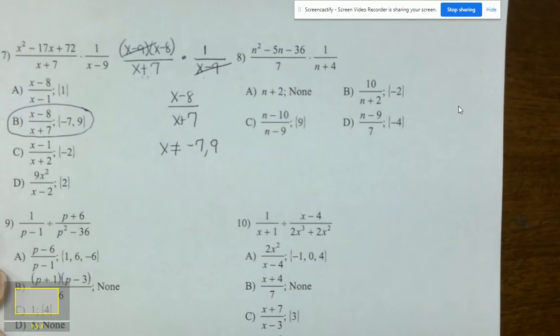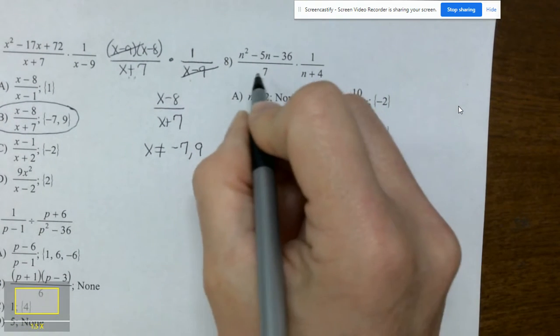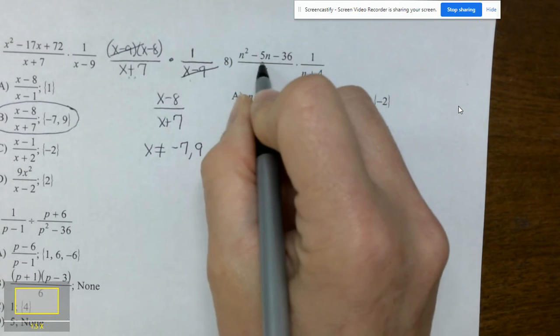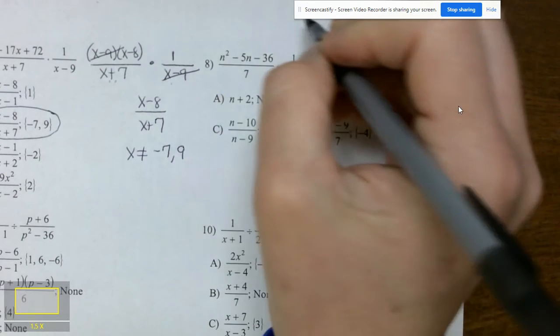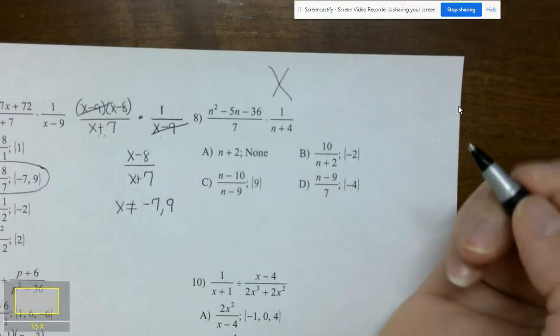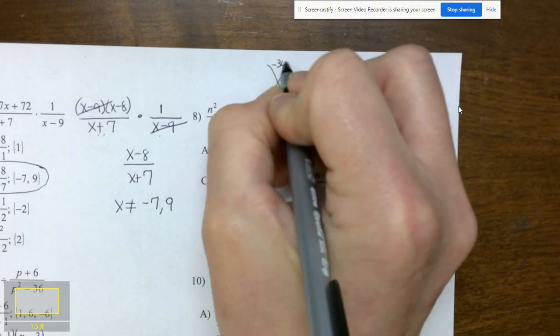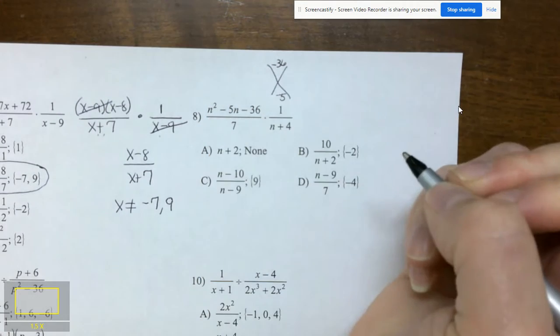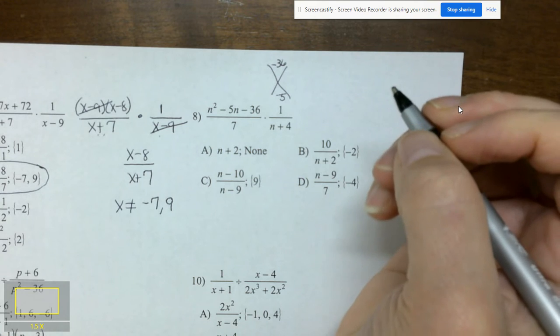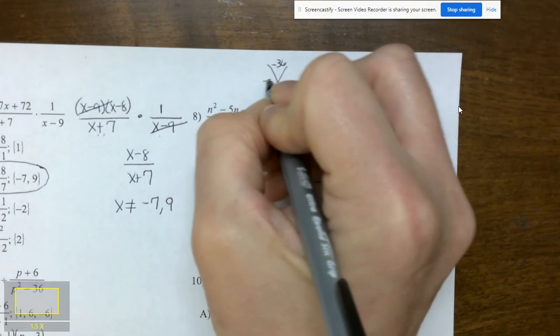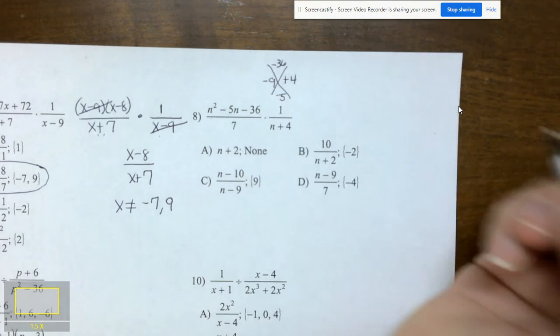For number 8, if we look here, we're going to have to factor. This is a trinomial, so we're going to have to use the diamond method. So if we use the diamond method here, we need to get a negative 36 and a negative 5. The two numbers that will do that will be a negative 9 and a positive 4.